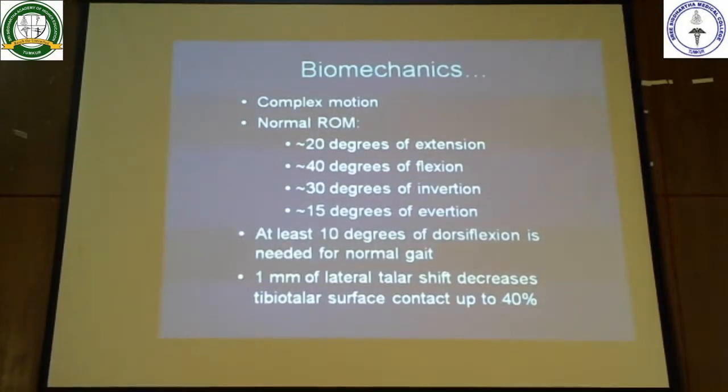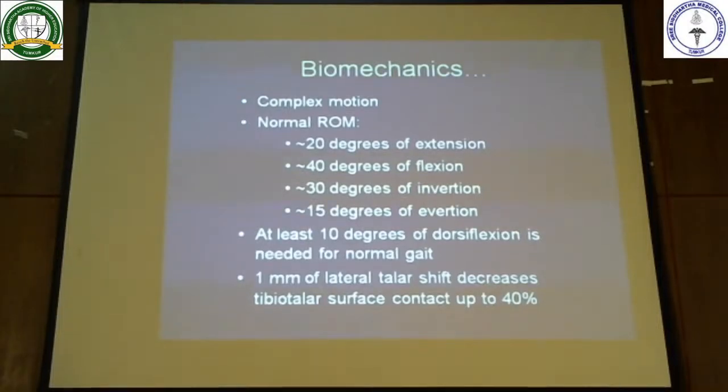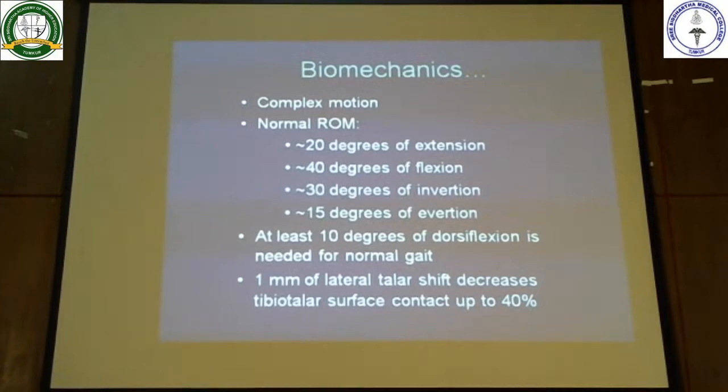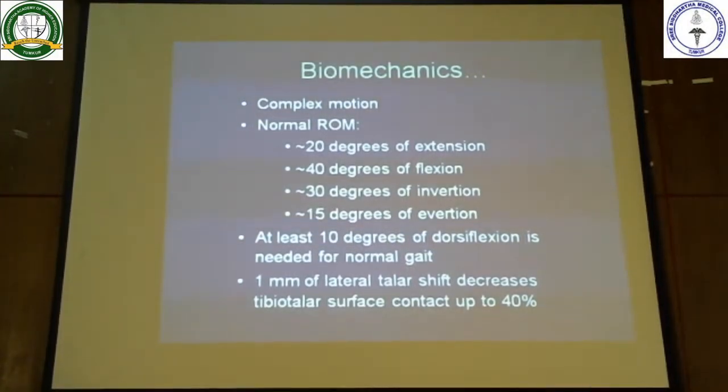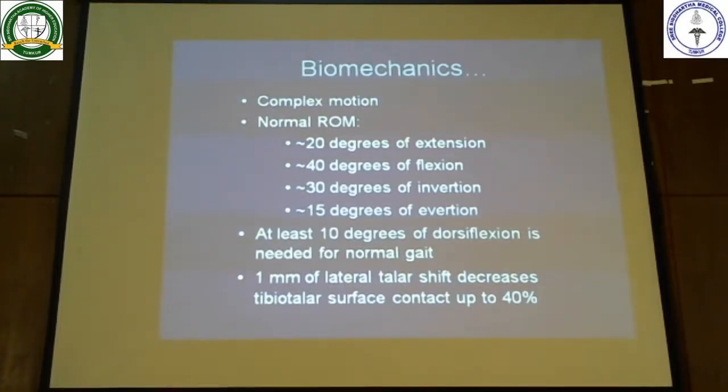At least 10 degrees of dorsiflexion is needed for normal gait. That is important, like after a fracture or if the ankle joint has to be immobilized, we always make it a point to keep at least 10 degrees of dorsiflexion. Then only the person can walk kind of normally. So that is an important step. At least 10 degrees of dorsiflexion is needed for a normal gait.